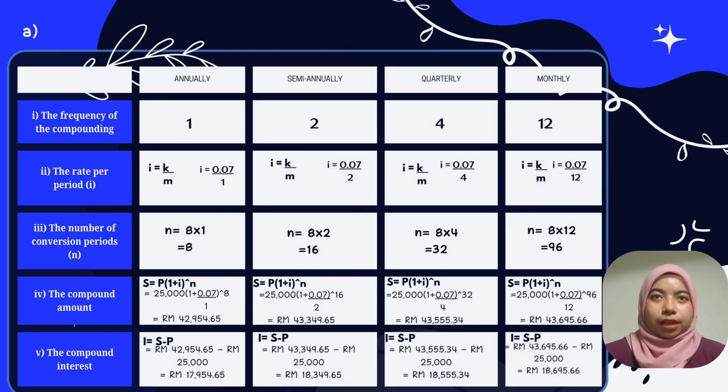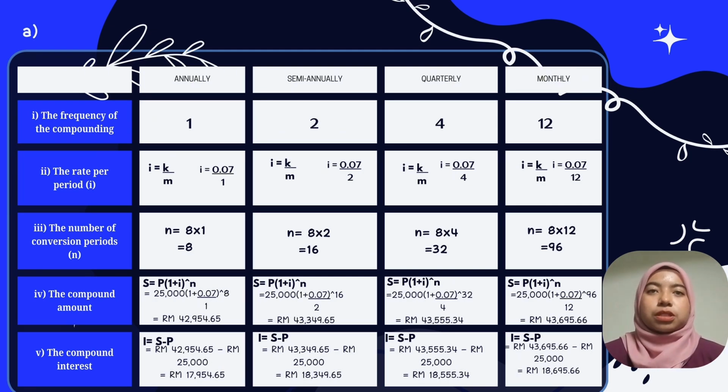of question 1A for annually, the frequency of the compounding is 1. The rate per period I is equal to K per M, which is 0.07 per frequency of the compounding, which is 1. The number of conversion periods N is equal to 8 years times frequency of the compounding, which is 1. The compound amount, we use a formula S equal to P(1 + I)^N, and we get 42,954 ringgit and 65 cents.